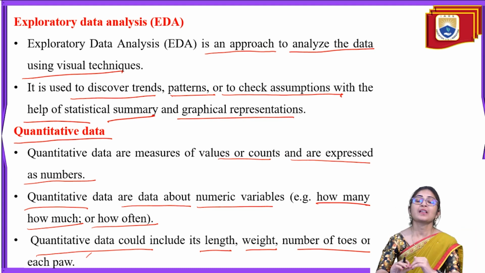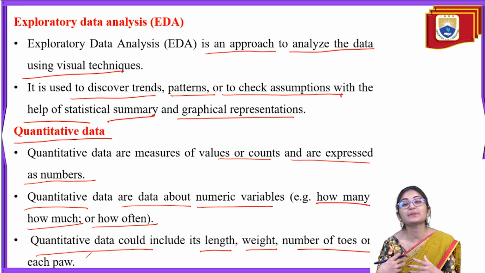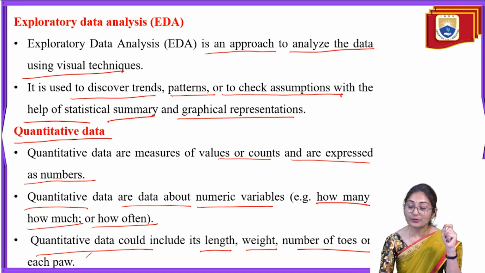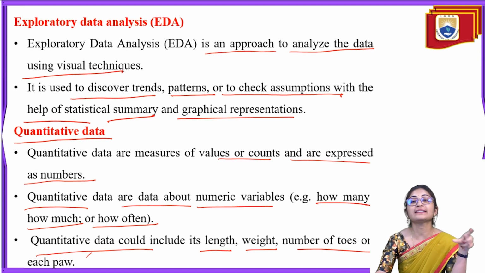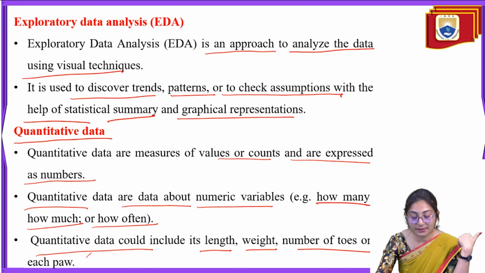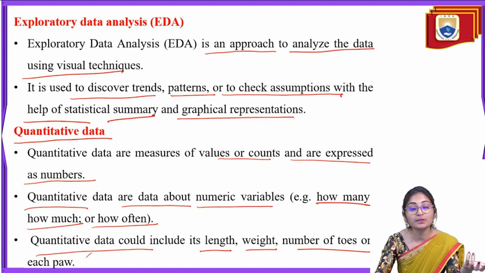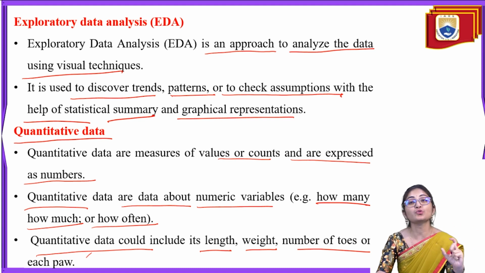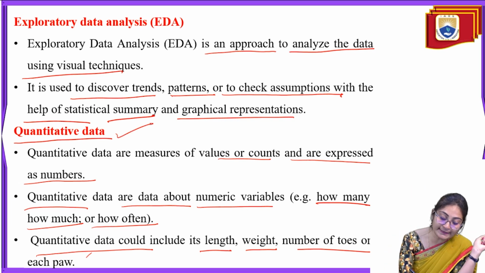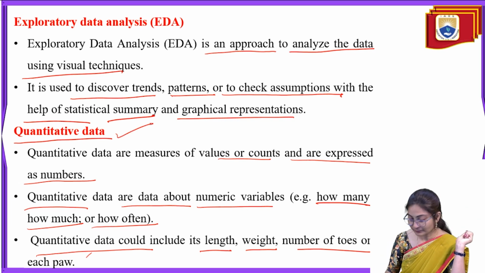For example, if you are asked how many brothers you have, you will say a number. So your answer will be in a number. That is quantitative data. You will show some quantity like length, weight, number of toes. So everything you have to show in numbers. You have to show the quantity of that particular data. So that's why it is quantitative data.